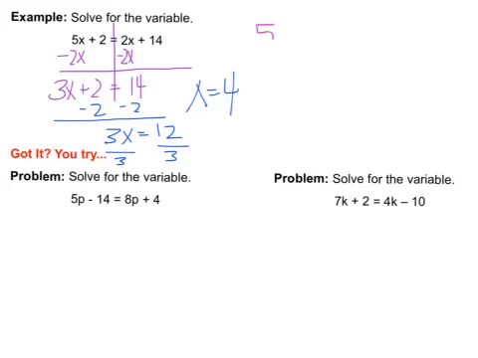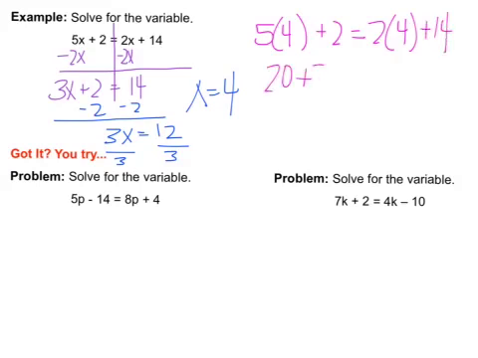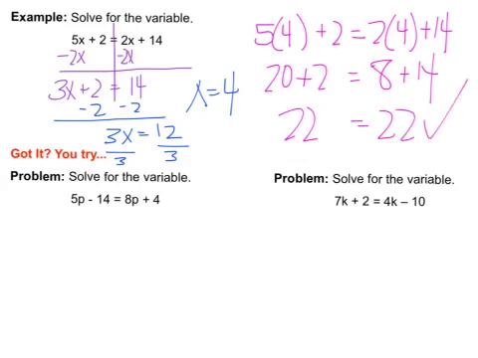So we're going to do 5 times 4, plugging it back in, plus 2. Does that equal 2 times 4 plus 14? 5 times 4 is 20, plus 2, 22. Does it equal 2 times 4 is 8, plus 14? Yes, it's 22. We're good to go. Our answer is x equals 4.